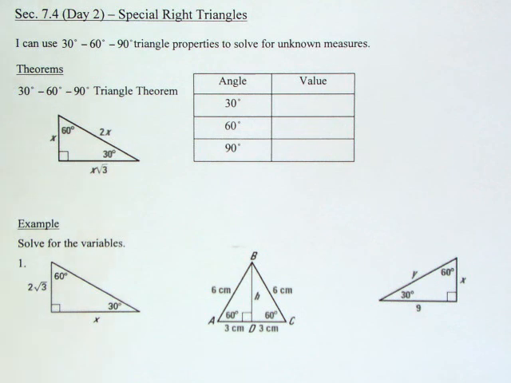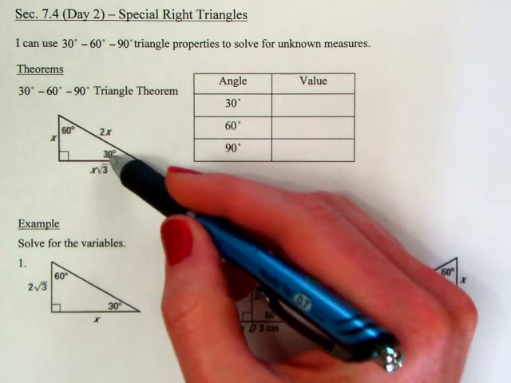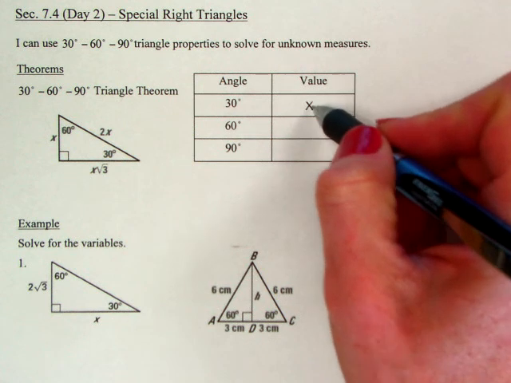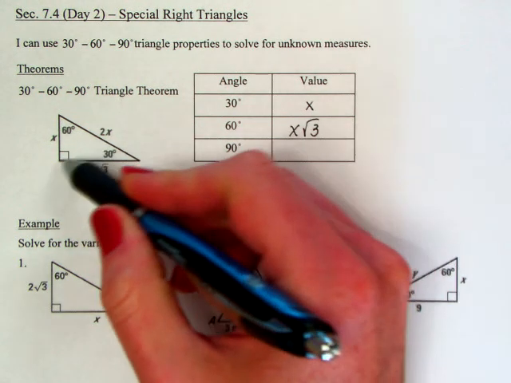This is section 7.4, day 2, and today we're going to finish talking about special right triangles. In the previous lesson we did 45, 45, 90s, and today we're going to do 30, 60, 90s. The rule or the pattern for these is: the side across from the 30 is x, the side across from the 60 is x square roots of 3, and the hypotenuse is 2x.